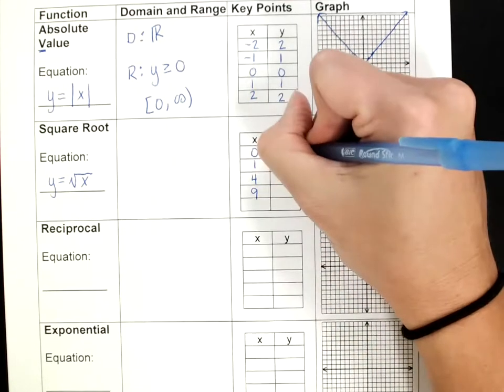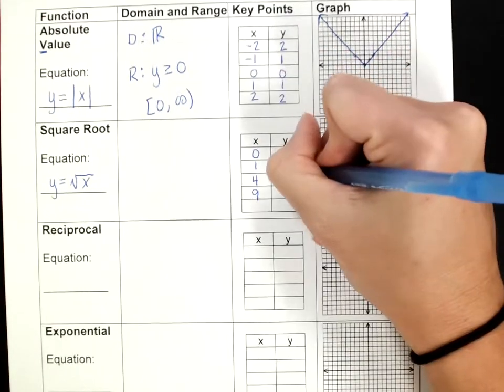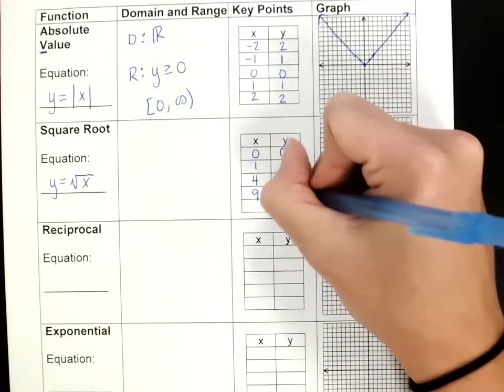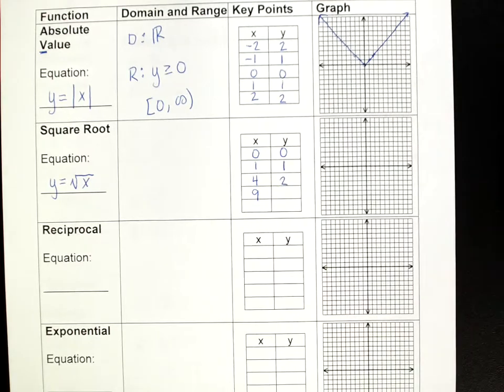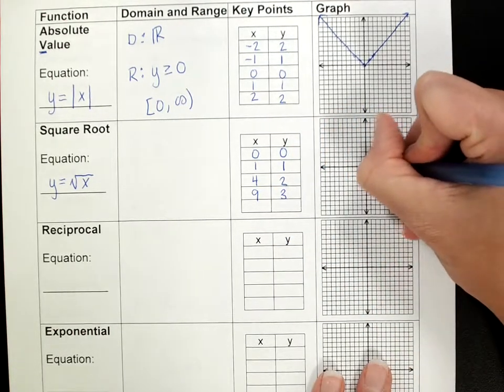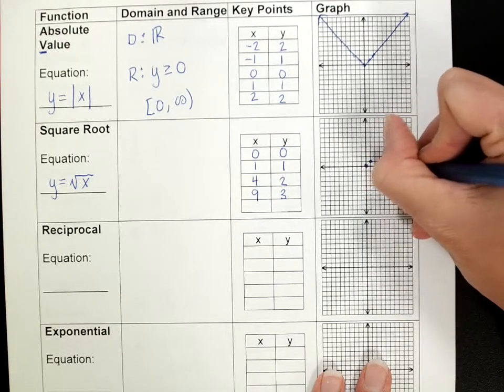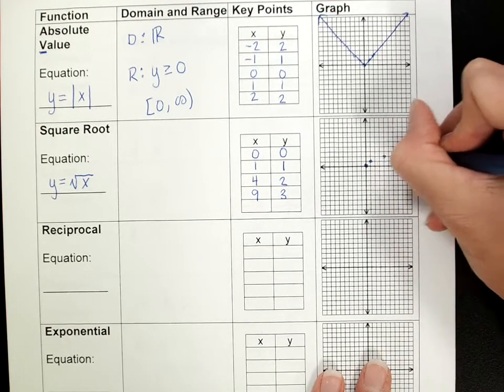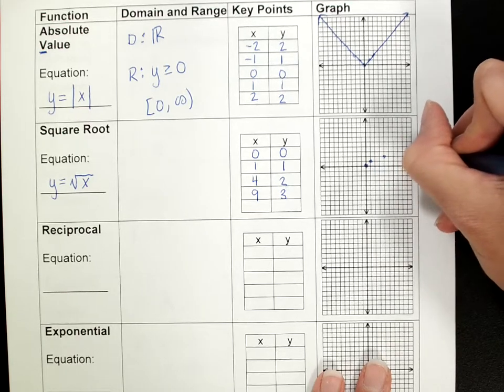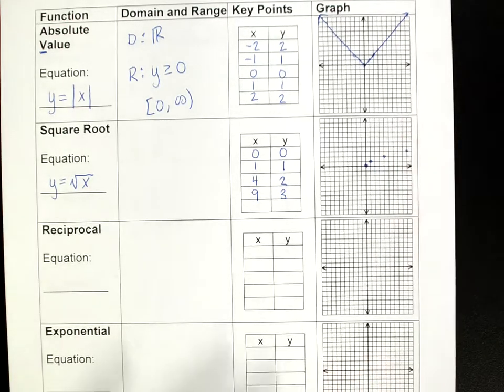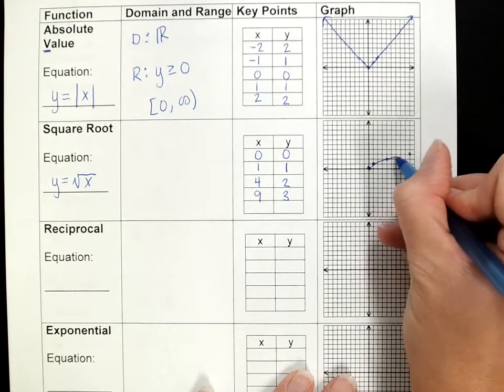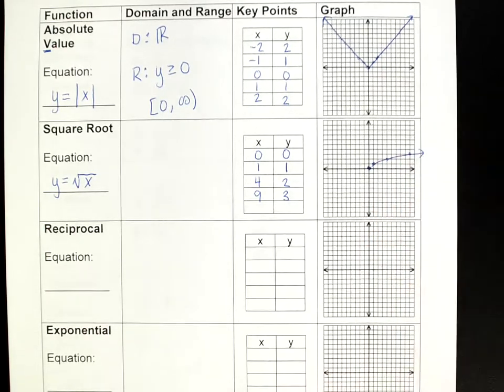Square root of 0 is going to be 0. Square root of 1 is 1. Square root of 4 is 2. Square root of 9 is 3. Again, I could plot these points 0, 0, 1, 1, 4, 2, and then if I wanted to, I could plot 9, 3. Again, there are going to be many times when that point's too far to really help you out too much on your graph.